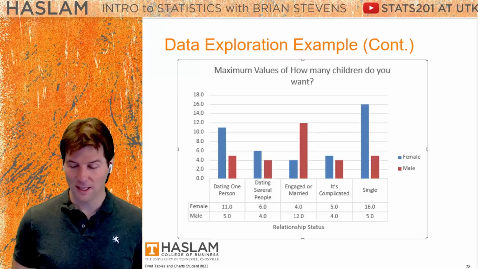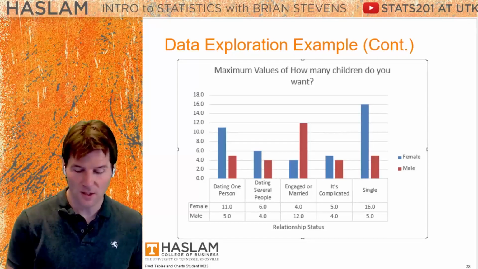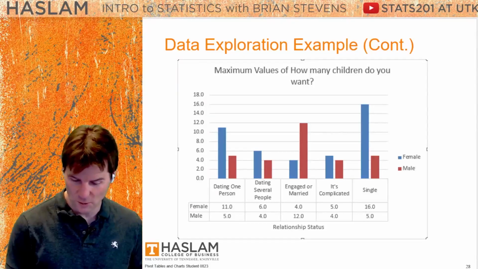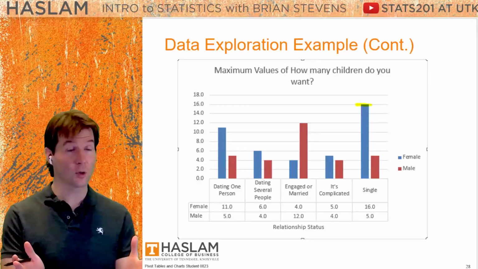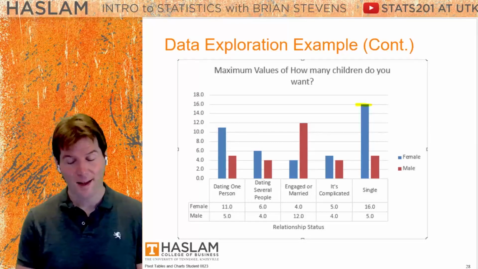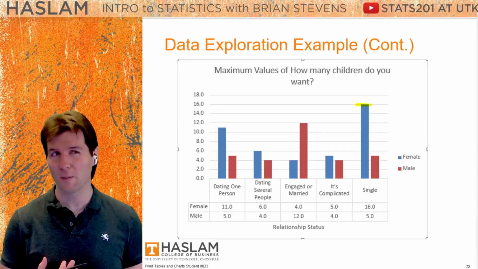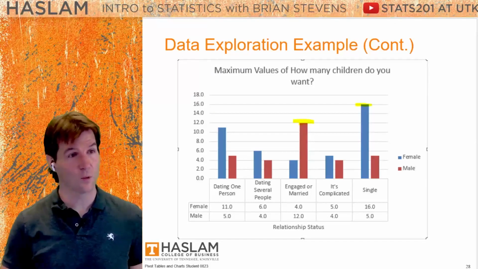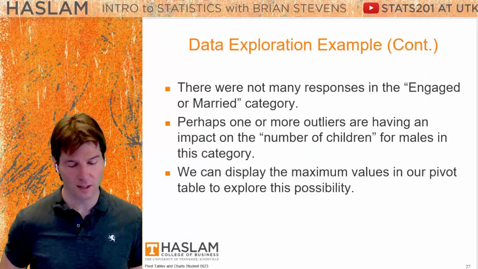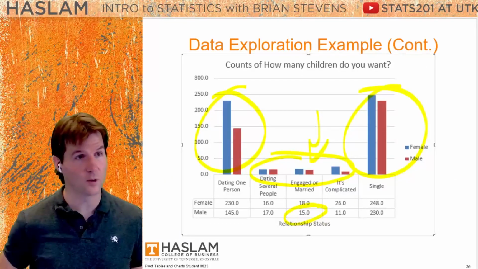Last but not least, let's take a look at the data one more time with the maximums. Another thing you might see right here is there is a single individual who's female who wants to have 16 kids. Now, that's their choice. 16 is a lot, but that is what they want. But this is a bigger group, so they might influence the mean because they're an outlier. There's an engaged or married individual who is male who wants to have 12 kids, so they're probably inflating their mean because remember that's a smaller group right here with only 15 individuals in that group.